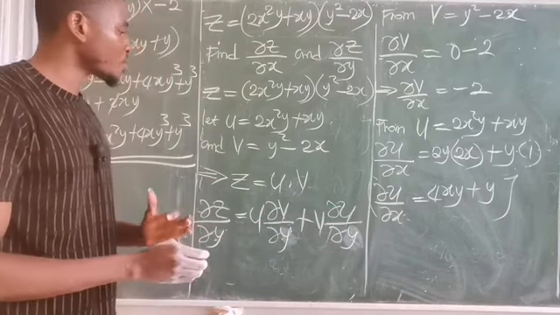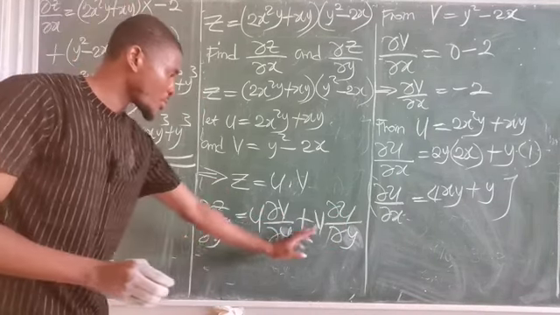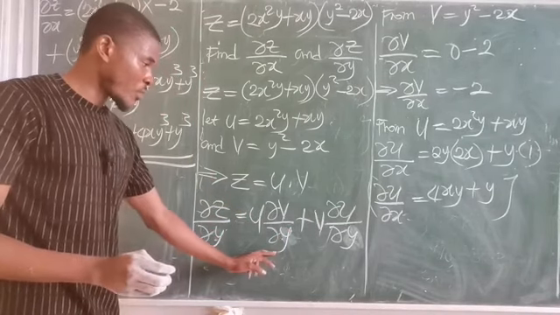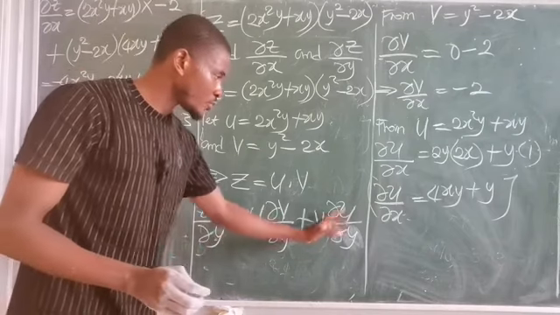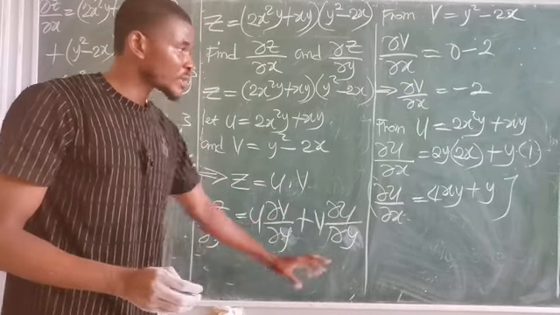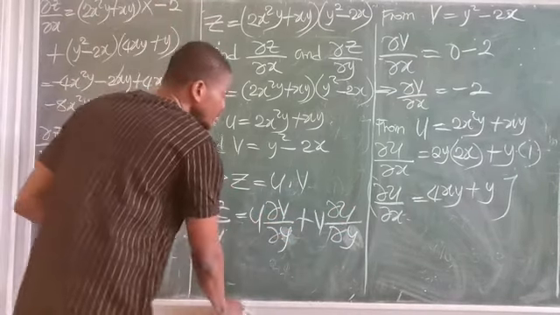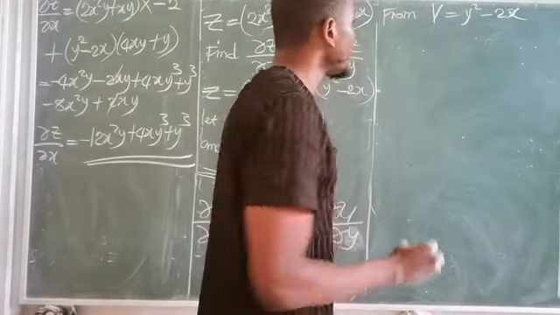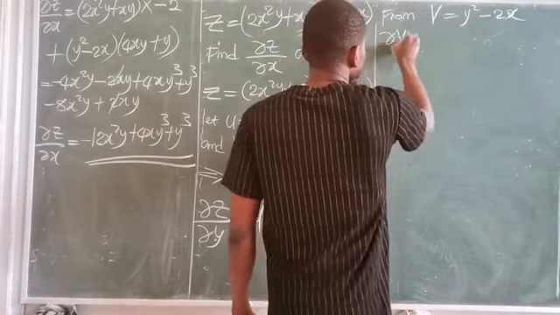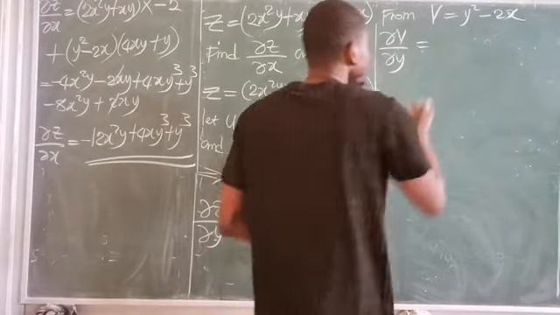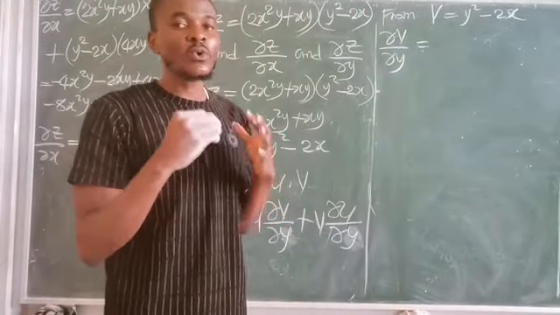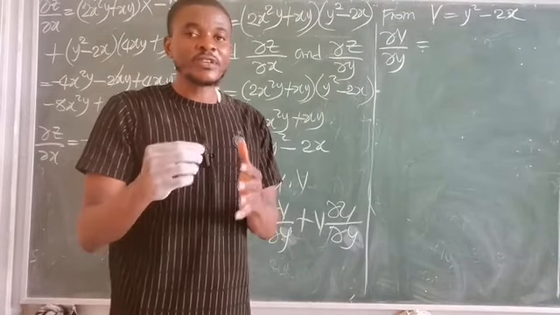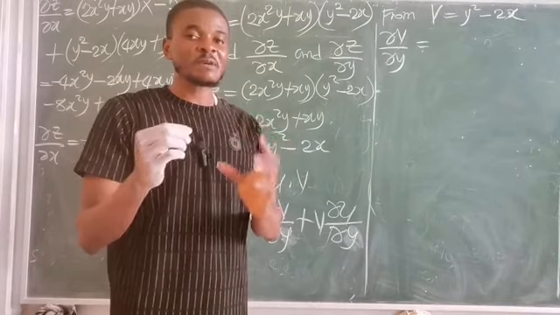So that means all we are doing now is, since we know u and we know v, we only have to differentiate v partially with respect to y, and we only have to differentiate u partially with respect to y. Okay, let's try it now and see. From v equal to y squared minus 2x, I want to differentiate v partially with respect to y. That means I want to differentiate only v with respect to only y.